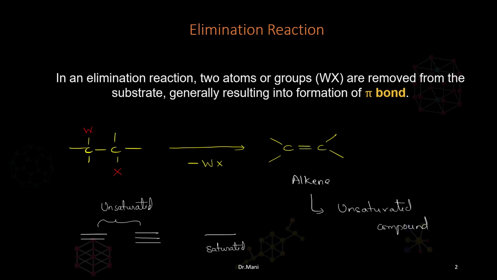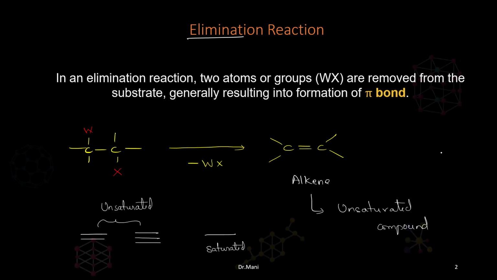So listen carefully. You are taking a carbon. Suppose you take any alkane group. In that alkane group, you are removing a halogen and removing another atom, which could be hydrogen, and that results in the formation of an alkene. That reaction is called an elimination reaction. The word elimination is used because we are eliminating two atoms or groups of atoms, and after eliminating, a pi bond is formed here.